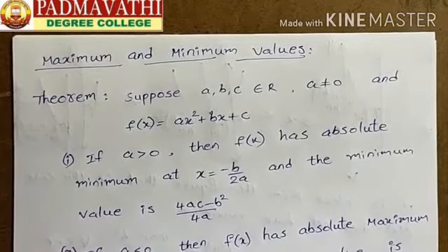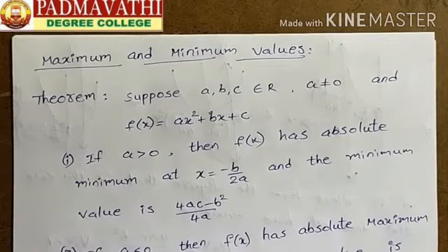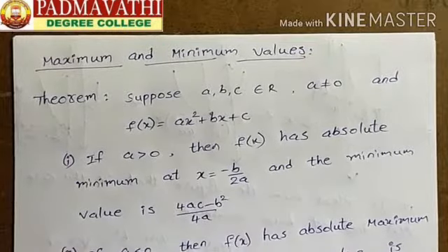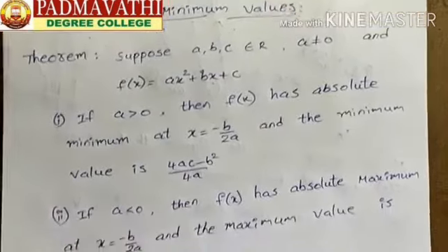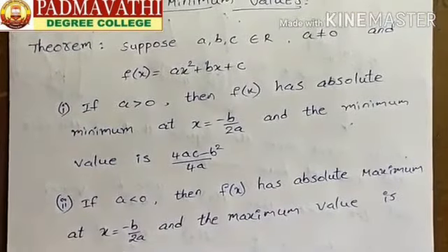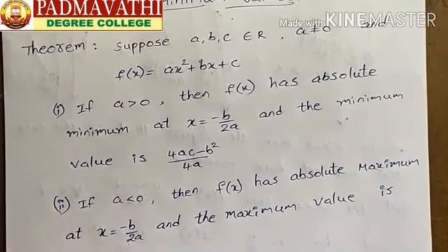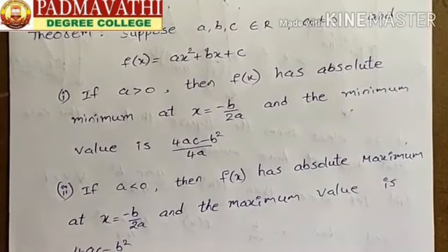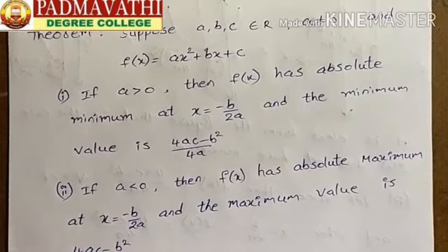Good morning, students. Next topic is maximum and minimum values for the quadratic expression. Here one theorem is there. So look at this. Theorem statement is, suppose a, b, c belongs to R, a is not equal to 0, and f of x equals ax square plus bx plus c.